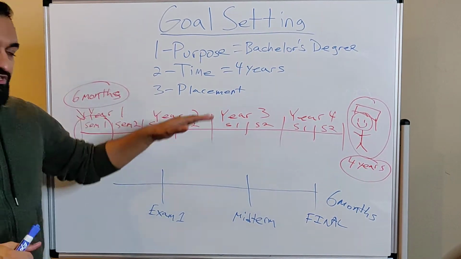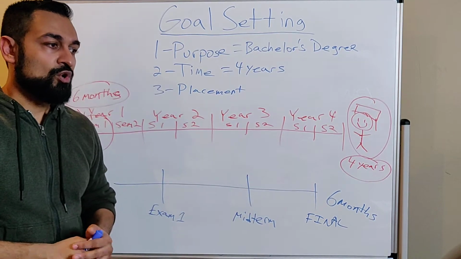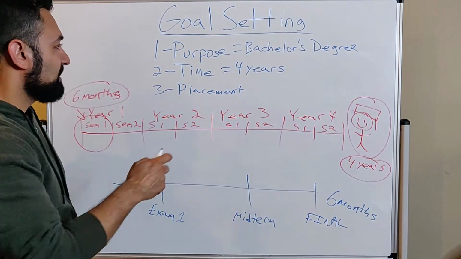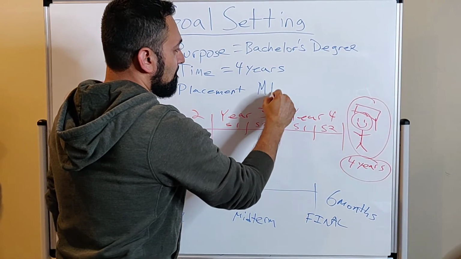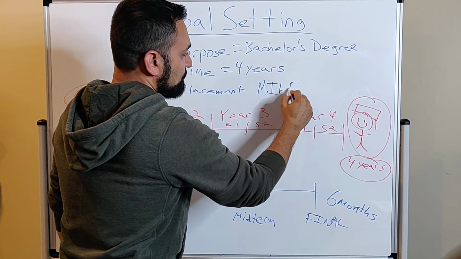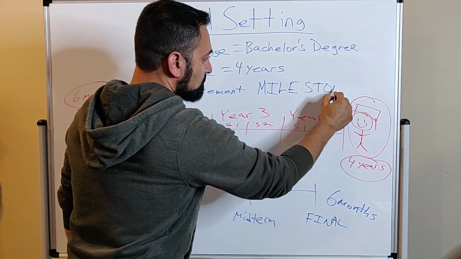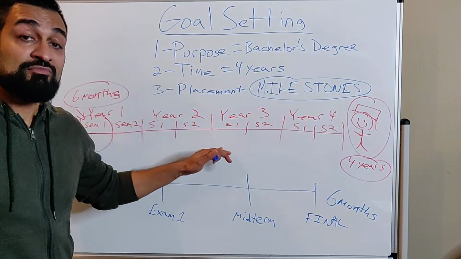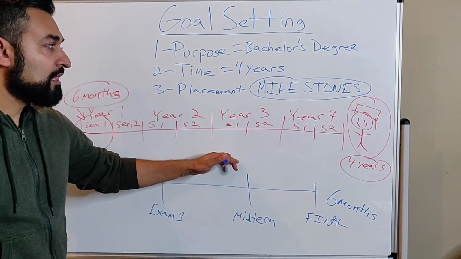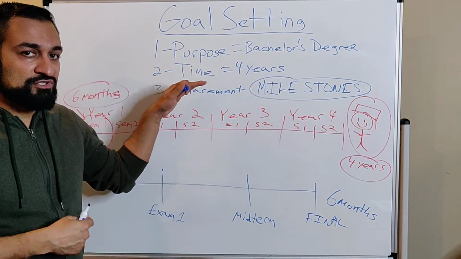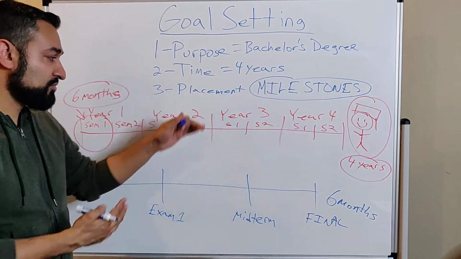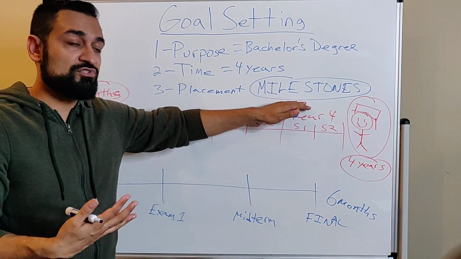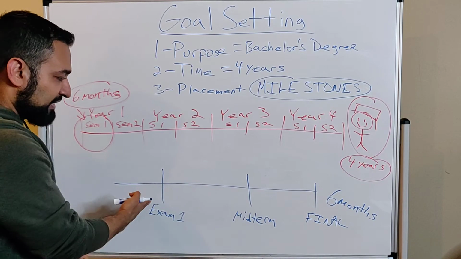Now, when you're doing placements or when you're doing the timeline, what's also equally important is what I like to call milestones, okay? So whenever you are setting a timeline for yourself, okay, you got your purpose, you got your time, you have your placement, as far as where you are, but also milestones, meaning what I did here.